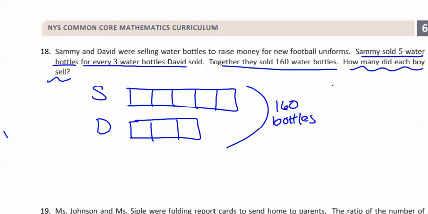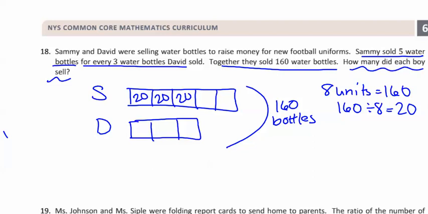So we know that 8 units equals 160 bottles, right? So if we want to find 1 unit, you take 160 divided by 8, you're going to get 20 bottles of water for each unit. That doesn't mean they just sold 20, it means every unit here is worth 20. So we have 100 for Sammy and 60 for David.